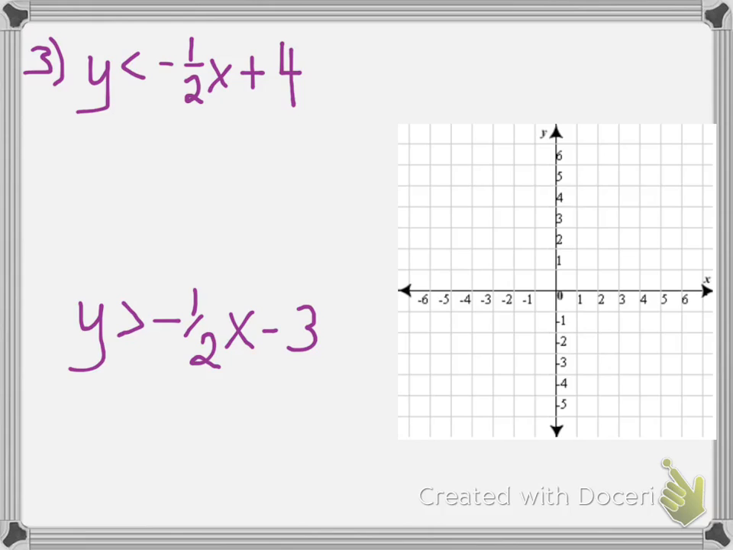This next one here, the first thing you should notice is that they have the same slope. So these are going to be parallel lines. You're still going to go through and say b is 4. M is -1/2. This is a dashed line. And you're going to shade below.